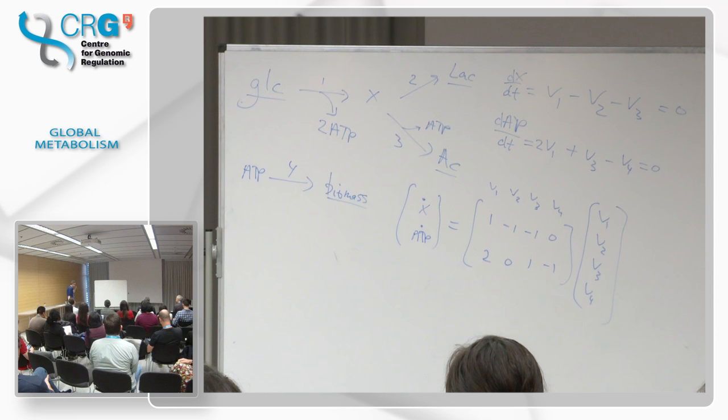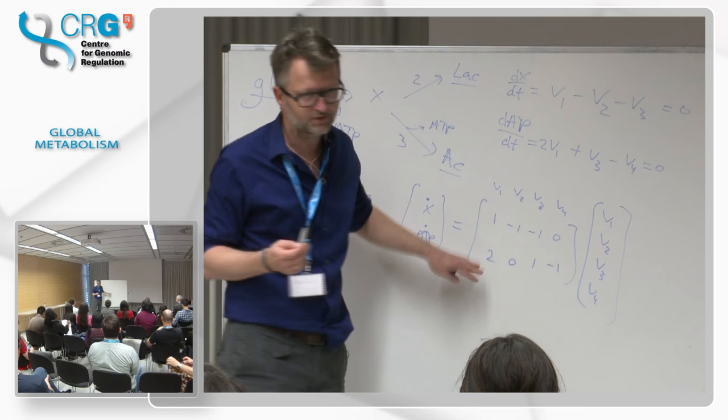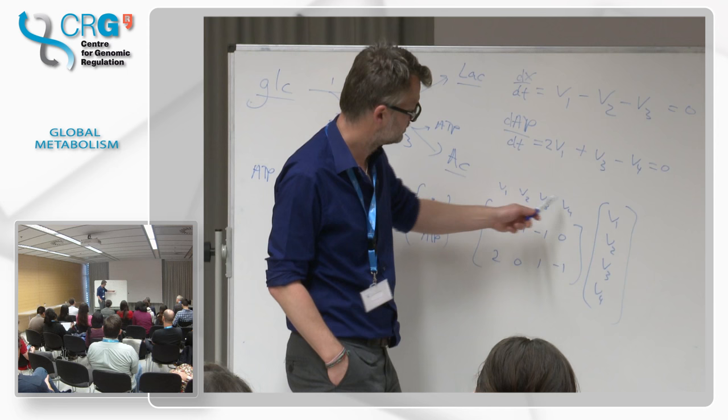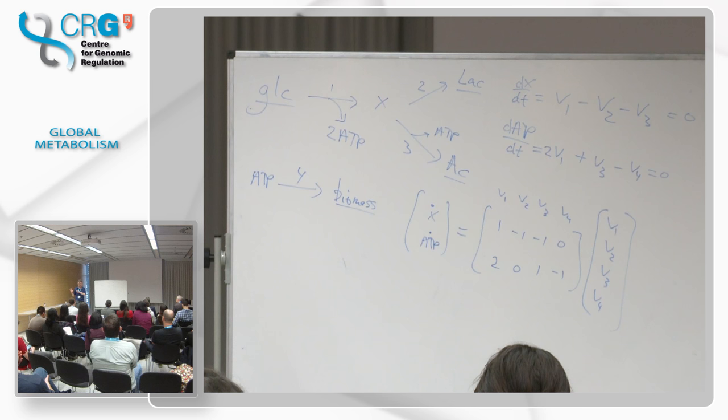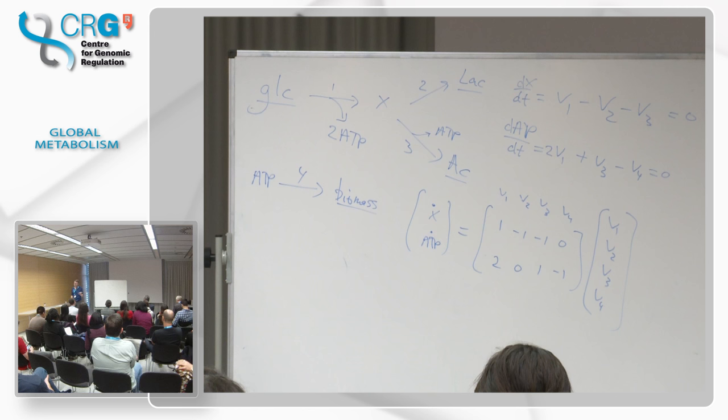And now you can see a few things. One of the things you can see is that we basically have four unknowns, let's say variables, four fluxes. Remember, we're in flux space. And we have two balances, so two equations. So we have four unknowns, two equations. This means that we have 2 degrees of freedom. So the solution space, so to speak, would be dimension 2. So we have an underdetermined system.